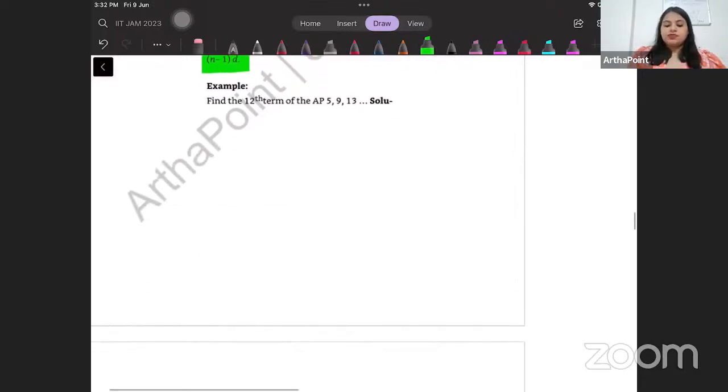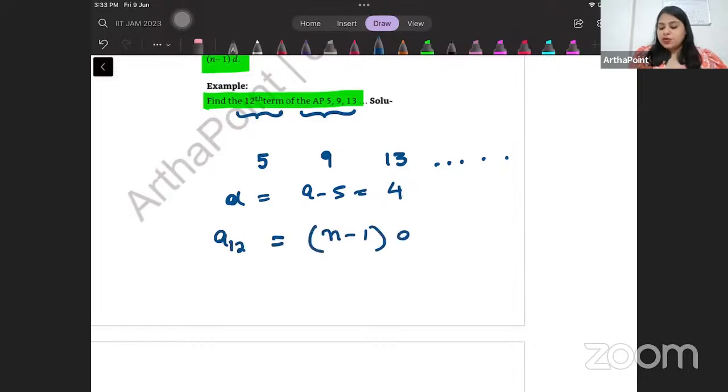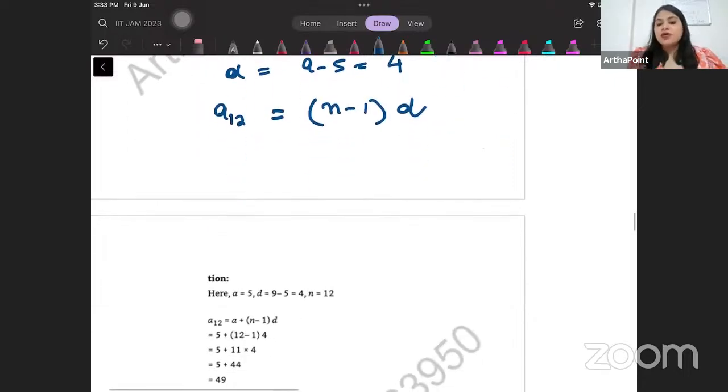Let us take a question. Find the 12th term of this AP, and the AP is given to you as 5, 9, 13, and so on. So beta, what is the difference? Difference is simply 9 minus 5, which is 4. Now I have to find the 12th term of the AP. N will be 12 because you have to find the 12th term. So this will be 12 minus 1 into 4.